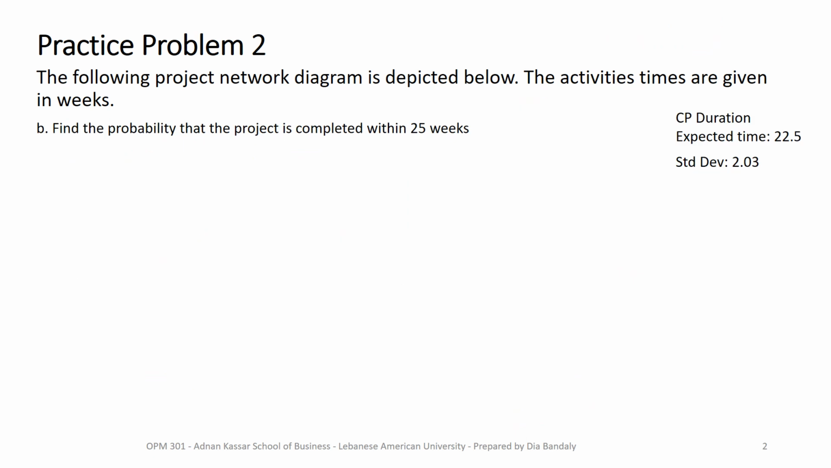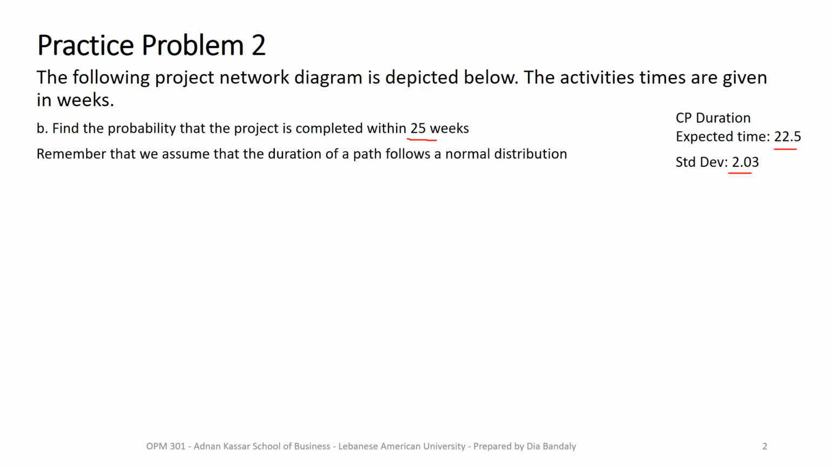Okay, so now we're going to use these two metrics that we found for the critical path, which are the expected duration of this path and the standard deviation of the duration. Okay, and I put it here on the side so that we can see it when we want to do the calculations. The question is, find the probability that the project is completed within 25 weeks. Now to start, first remember the assumption that we made, otherwise we cannot proceed as follows: that a path duration follows a normal distribution. Why? This will allow us then to use the z-score.